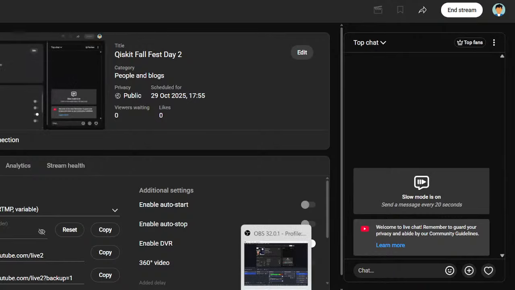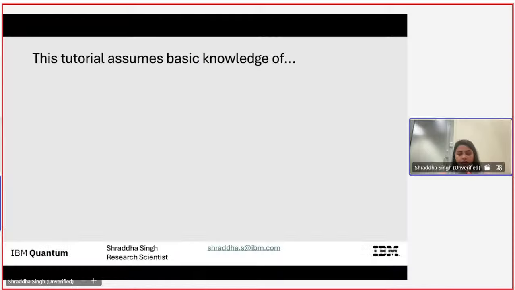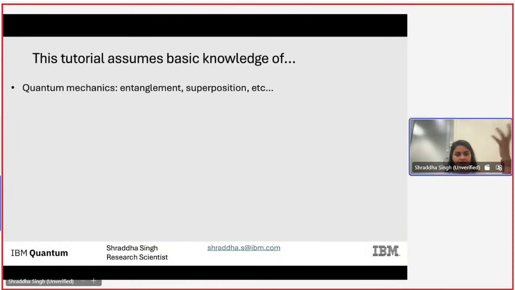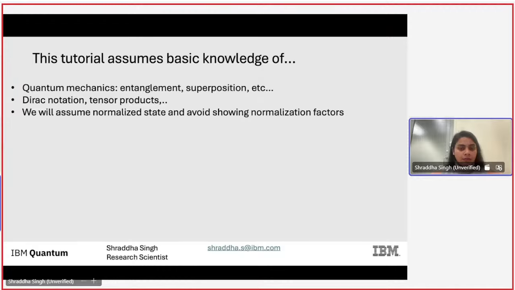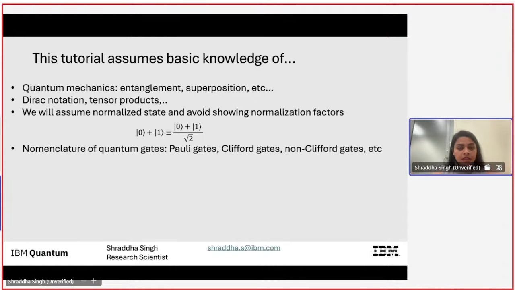This tutorial essentially assumes some basic knowledge of quantum mechanics, the ideas like entanglement, superposition, what that means. I'll be using Dirac notation and tensor products a lot, so I hope that people in the audience know about those. Then we'll assume these states are normalized, so I won't be showing normalization factors. Whenever I say 0 plus 1, it actually means 0 plus 1 over root 2.